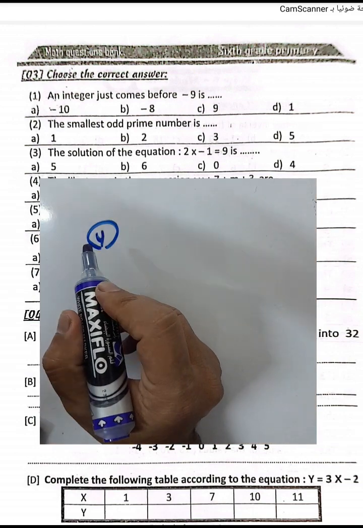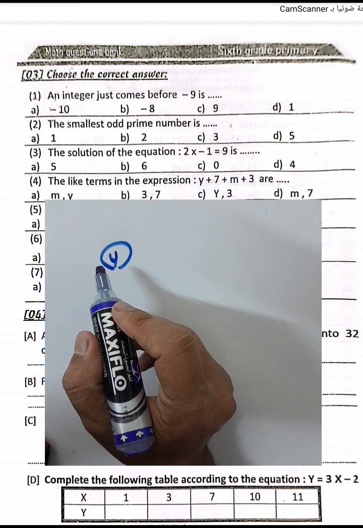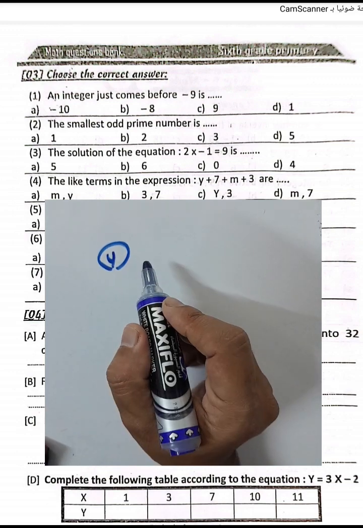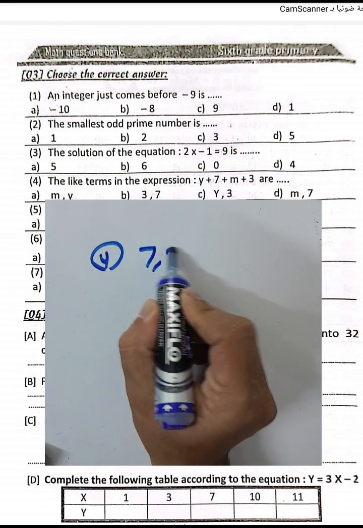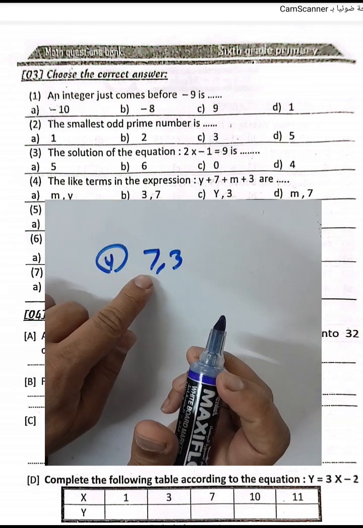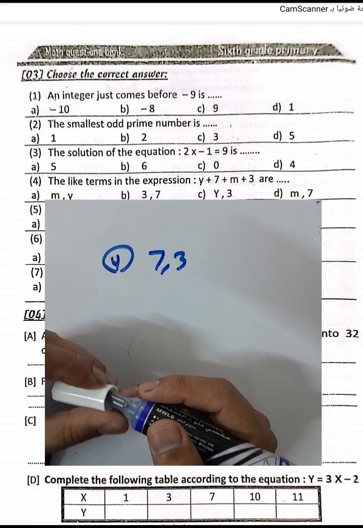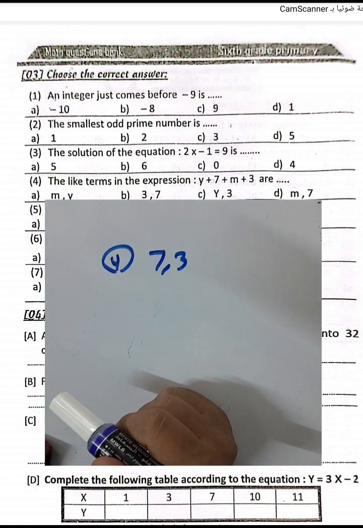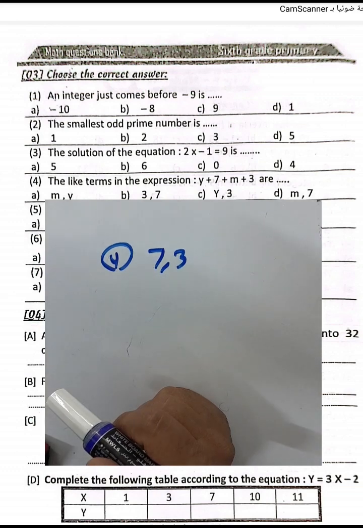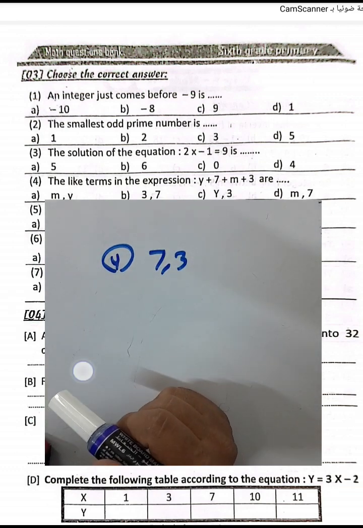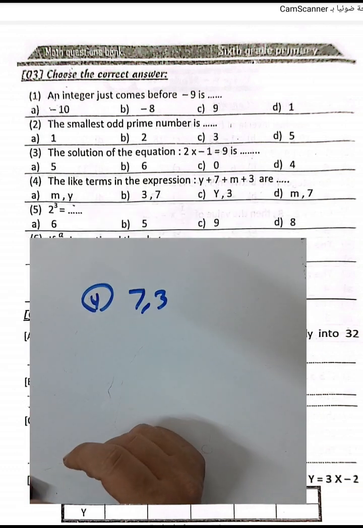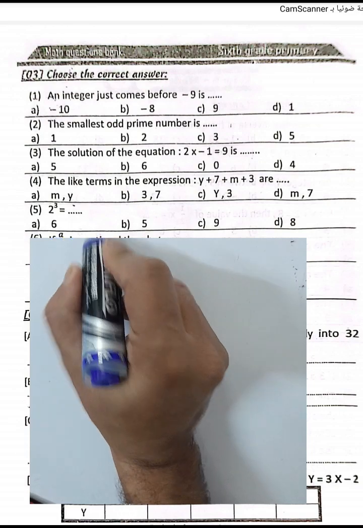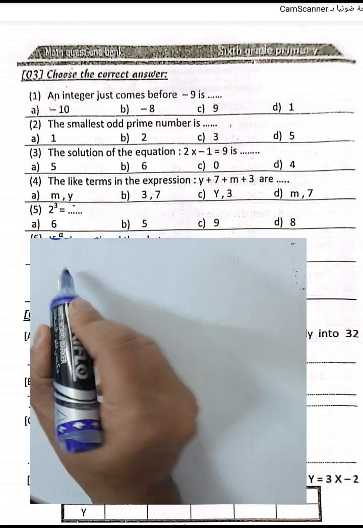Question number 4. The like term in the expression 4 plus 7 plus m plus 3. We call this 7 and 3, the constants here. We call them constants or numerical factors. Choose letter B for this question. Question number 5. 2 power 3 means to multiply itself 3 times. 2 times 2 times 2 will be 8. Question number 5. 2 power 3 will be 8.